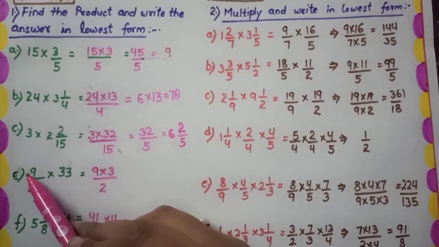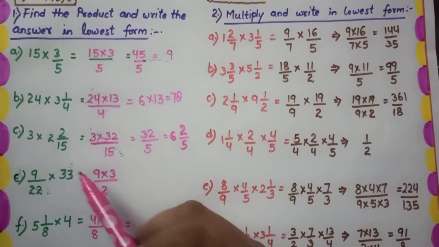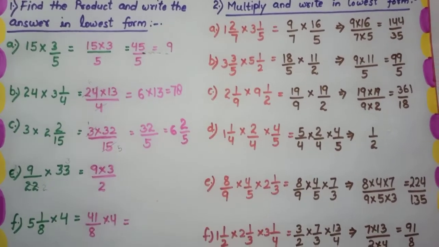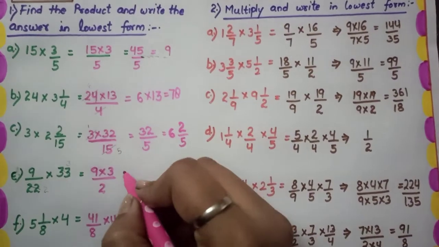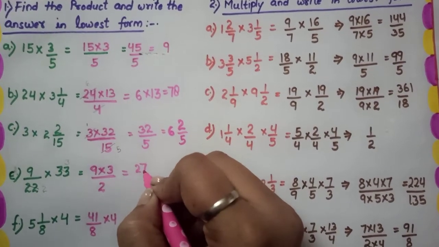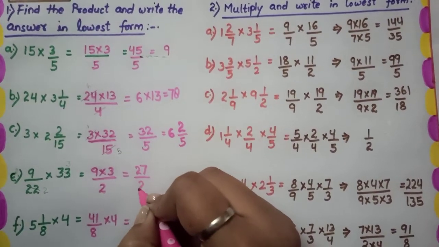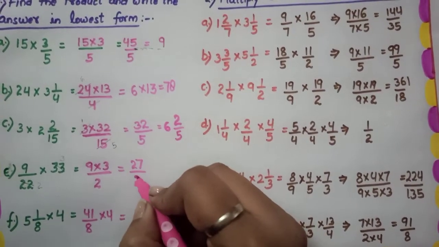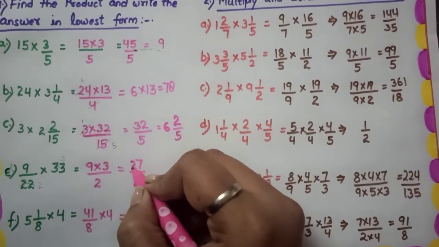We can just multiply 9 by 3 and only 2 is left in the denominator. Now let us multiply them. 9 3s are 27 and in the denominator we will write down only 2.